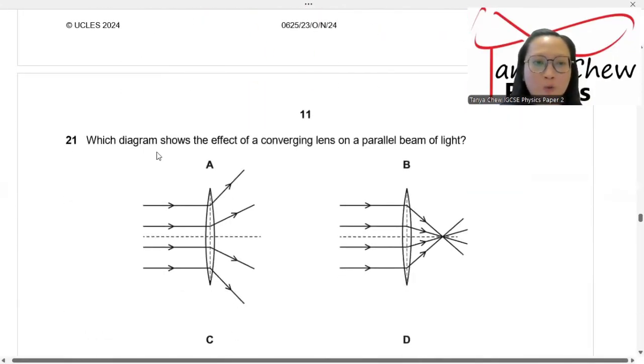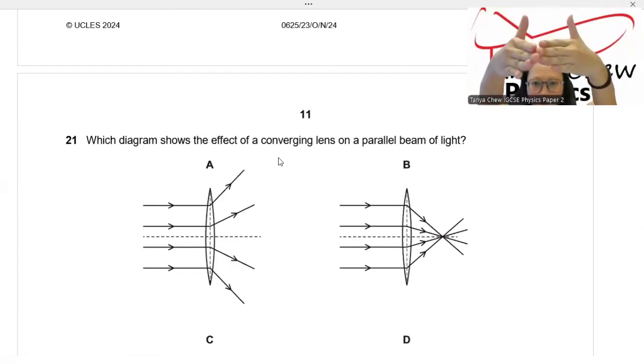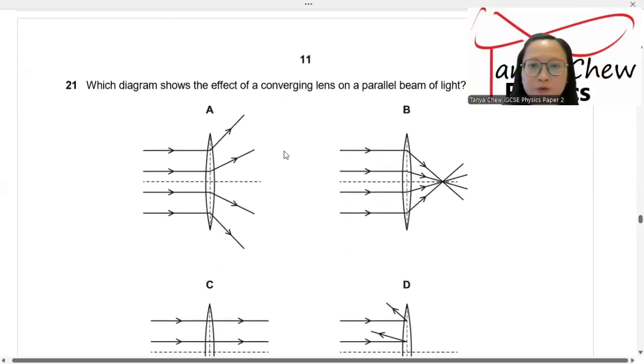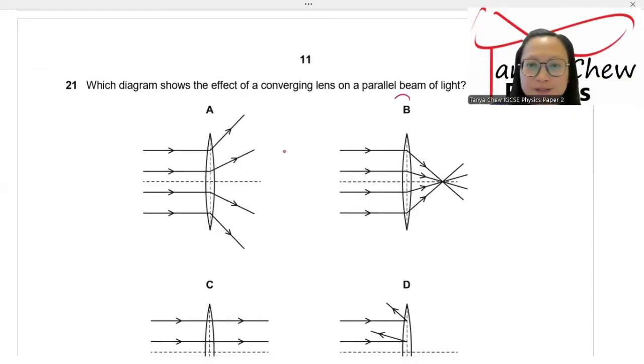Question number 21, which diagram shows the effect of a converging lens? Converging lens, converge, right? Converge all the light together. Which one shows you the converging lens? The answer is actually B.